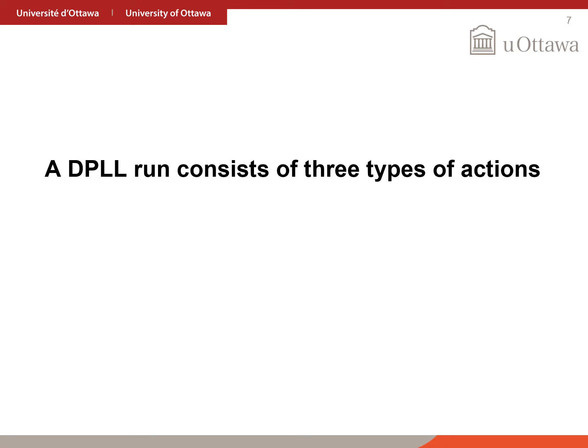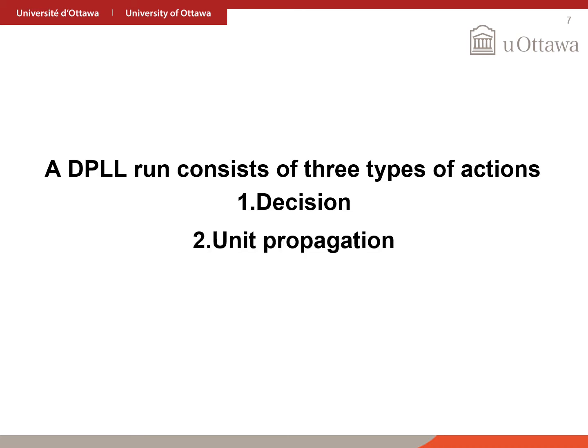Based on the DPLL algorithm, a DPLL run consists of 3 types of actions. First one being decision. The second is unit propagation, which relies upon the previous decision we have made, and the third being backtracking. It occurs when a partial model encounters a conflict.